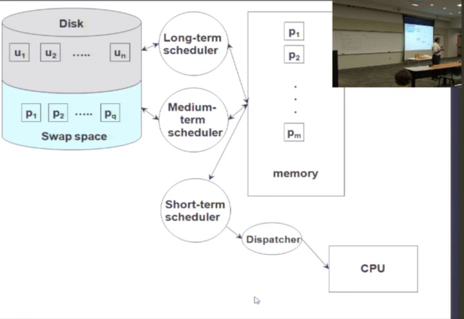Whenever you have a situation where not enough useful work is getting done, it's an indication that the memory is oversubscribed, and so you pull out some process and put it out onto the swap space. So that's the role of the medium-term scheduler.